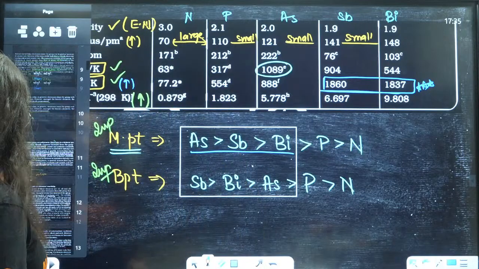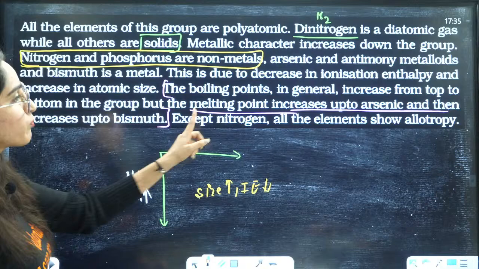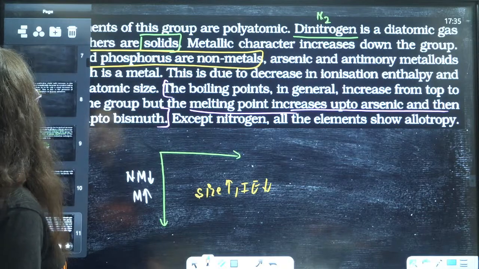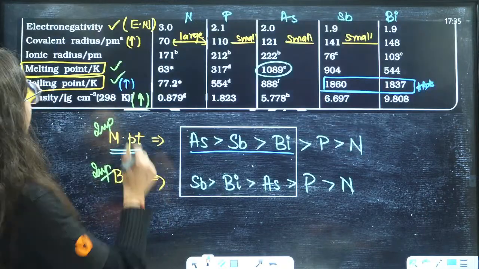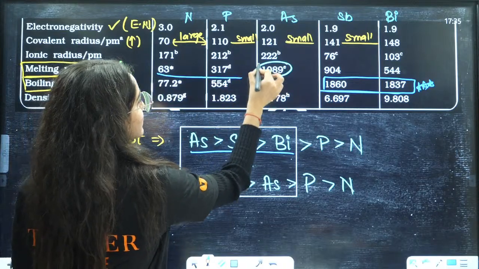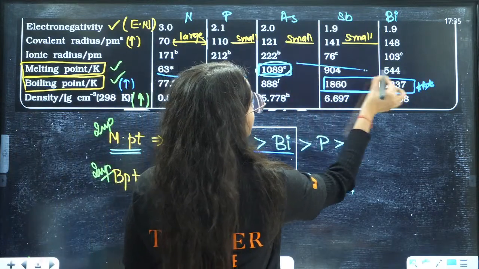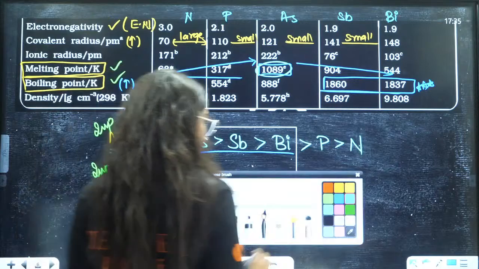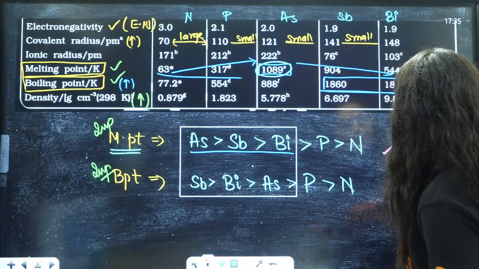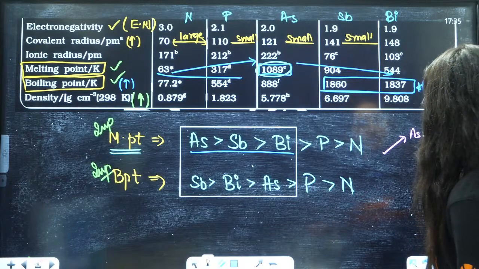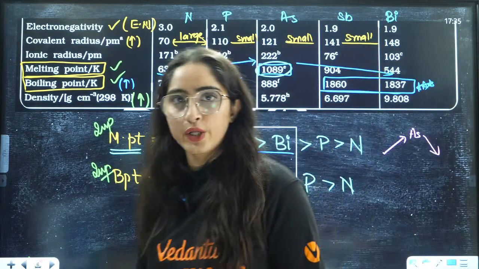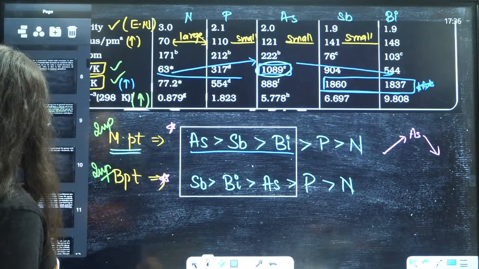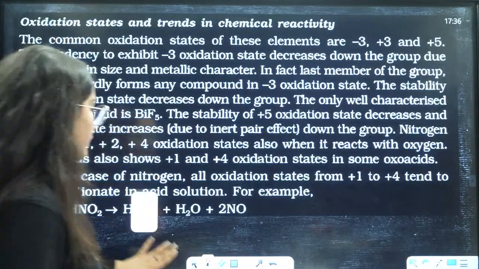This is what they are saying: the melting point increases up to arsenic, then decreases up to bismuth. As you can see here, the melting point will increase up to arsenic. After that, it will start decreasing. You can also mark a point here. It will increase up to arsenic, then it will start decreasing. These two orders are very important for you because these are the only exceptions that you have here.